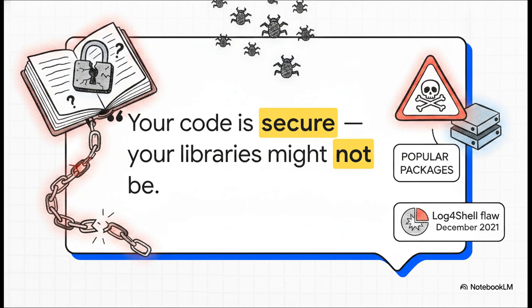Remember the whole Log4Shell nightmare? Log4j was everywhere, a practically universal logging library. And because it had this one critical flaw that allowed remote code execution, the fallout was global. It was absolutely catastrophic. Hackers are constantly scanning the web for these exact kinds of known vulnerabilities in popular packages.